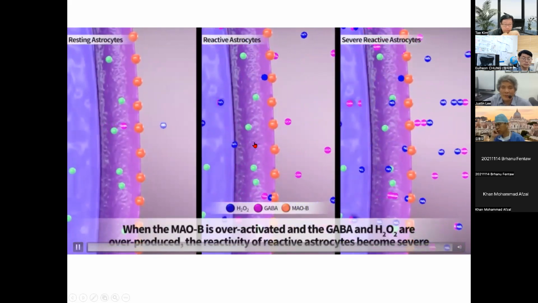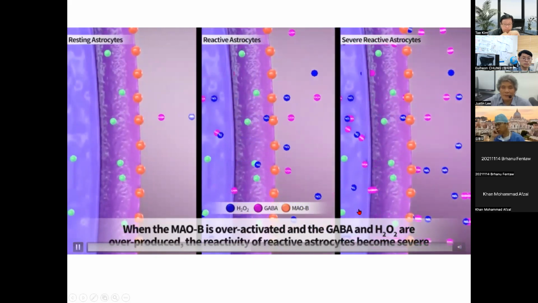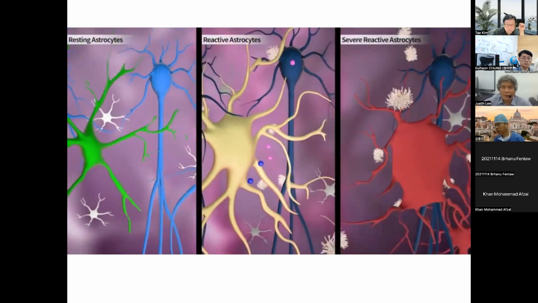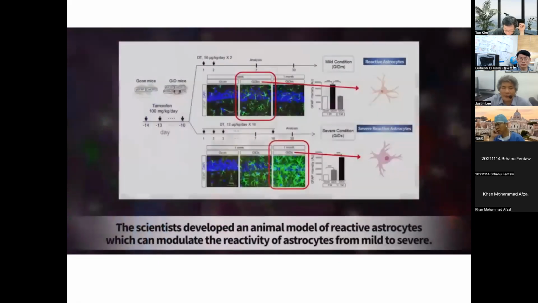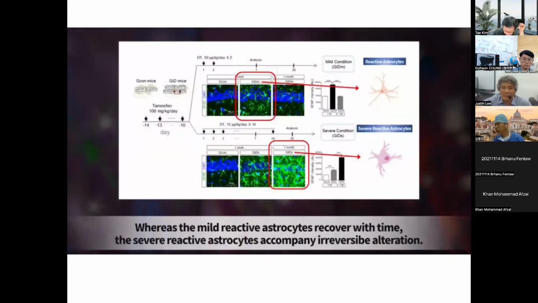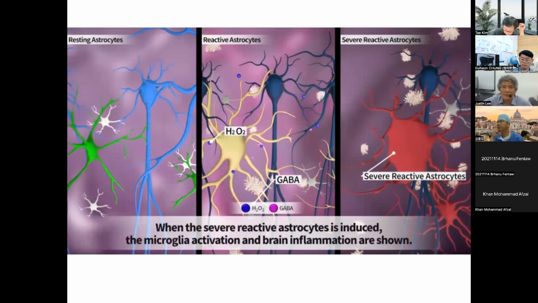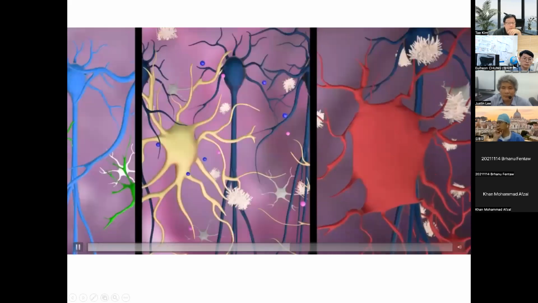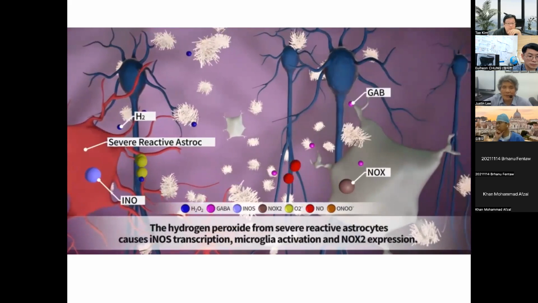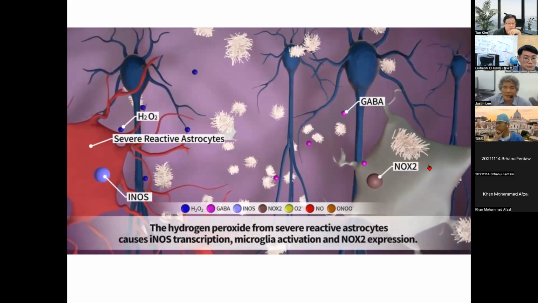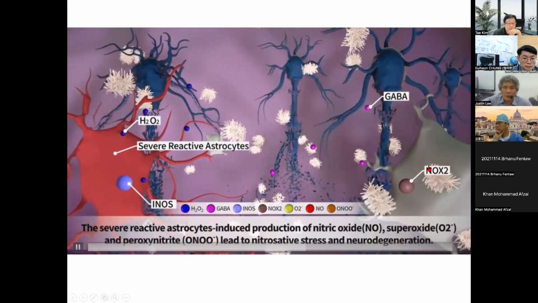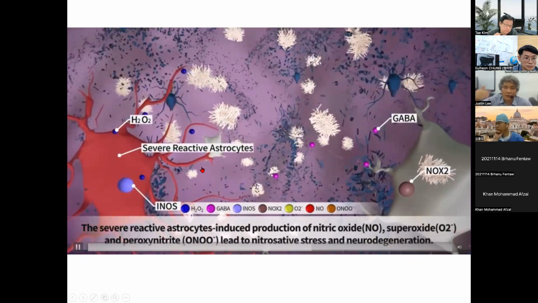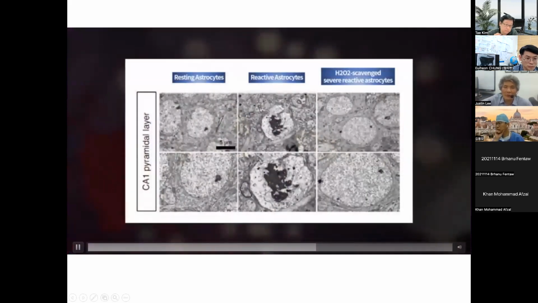So the difference between the mild reactive astrocyte and the severe reactive astrocyte was the turning on of iNOS, which is an inducible NOS. iNOS was not present in the mild reactive astrocyte, but only present in the severe reactive astrocyte. And as you know, NO is produced. NO can be toxic if it's combined with the superoxide coming from NOX2, and superoxide and NO can produce peroxynitrite, which causes nitrosative stress and neuronal death.